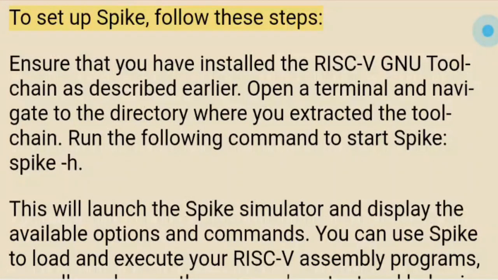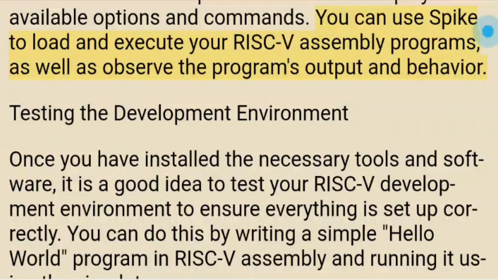To set up Spike, follow these steps. Ensure that you have installed the RISC-V new toolchain as described earlier. Open a terminal and navigate to the directory where you extracted the toolchain. Run the following command to start Spike: spike -h. This will launch the Spike simulator and display the available options and commands. You can use Spike to load and execute your RISC-V assembly programs, as well as observe the program's output and behavior.